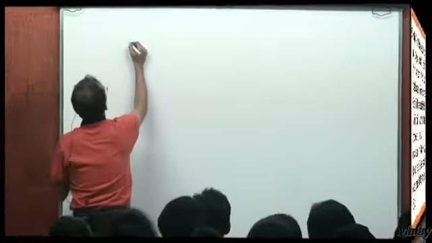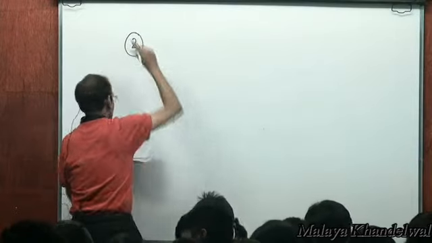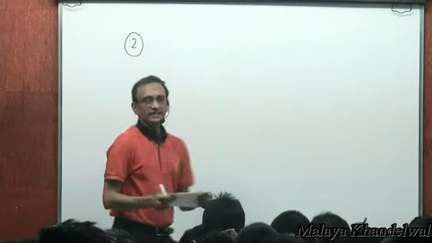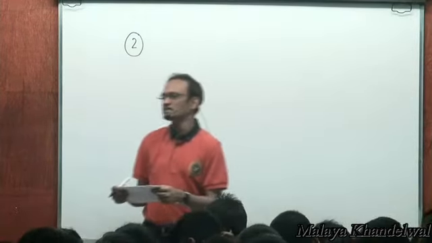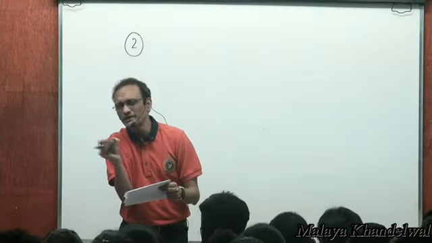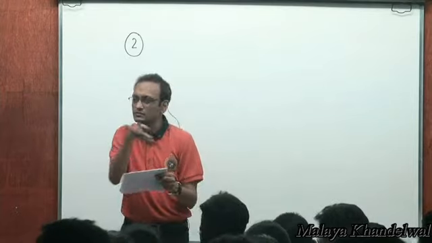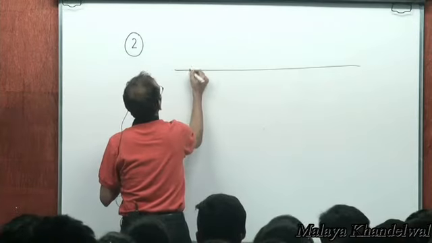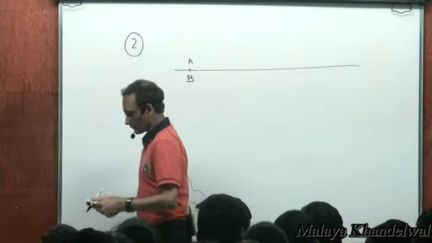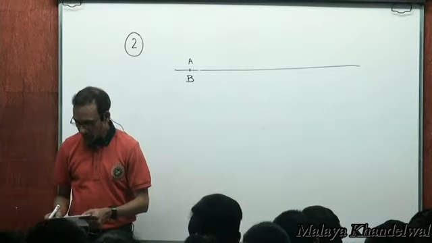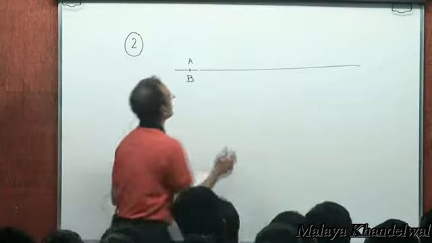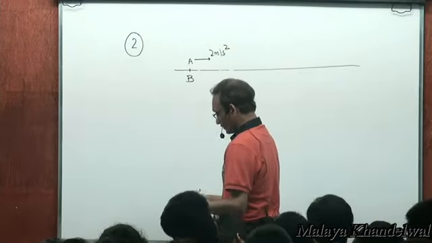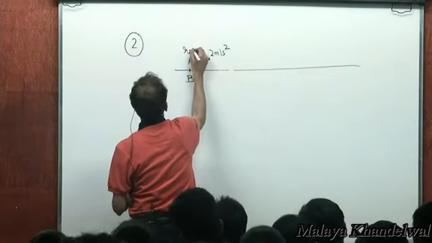Refer to problem 2, which is a situation that deploys Doppler's effect. Two trains A and B simultaneously start moving along parallel tracks. We'll assume that there is hardly a separation between the two parallel tracks. If nothing is given, we'll assume they're very close. Let's say there is A and there is B. A starts with a constant acceleration of 2 meters per second squared, from rest.